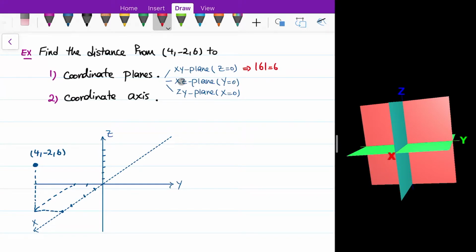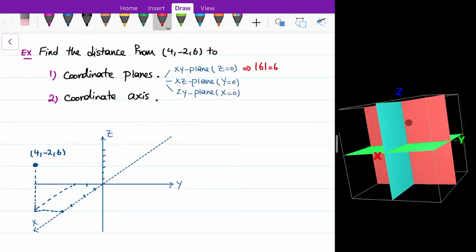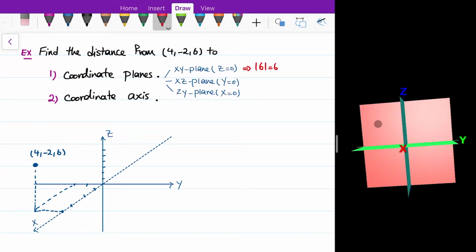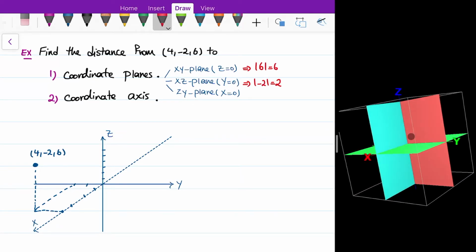So now the distance from the point to the xz plane. The xz plane is this yellow one. If the point is right there, the distance would be the absolute value of the y coordinate of the point, which is the second coordinate. So it would be the absolute value of -2, which is 2, the distance to the xz plane. Now the distance to the yz plane. The yz plane is this one, the red one. So the point is right there.